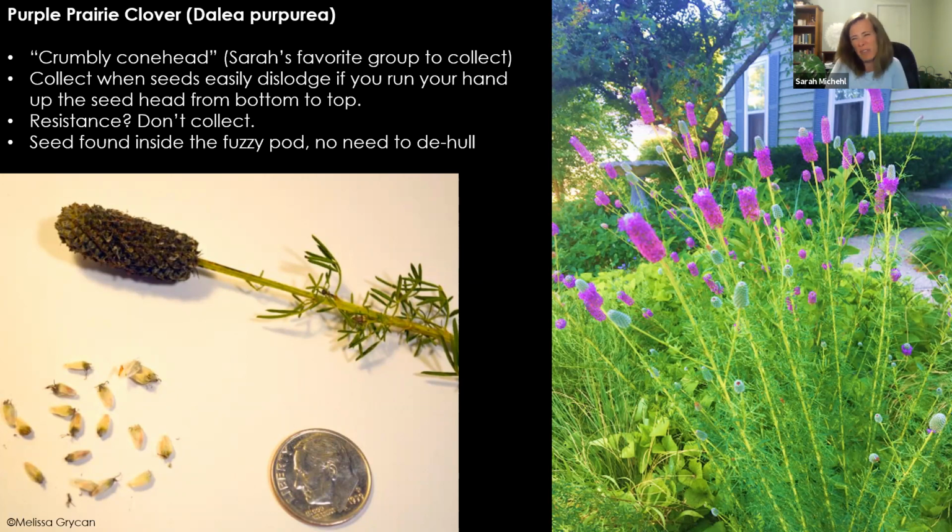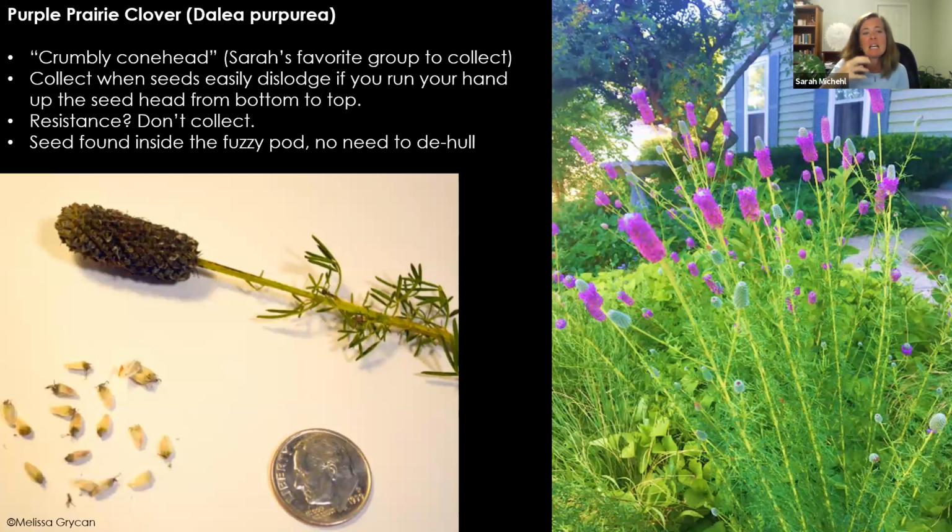Okay. And the rule of thumb on when it's ready to be collected is usually around a month after all of the flower parts, like the flower petals, have faded. So if it hasn't had flowers for about a month, it's probably ready to be collected. That's the general rule of thumb.